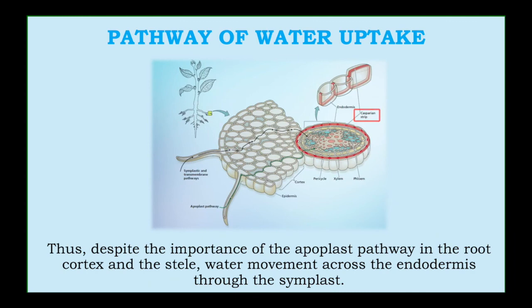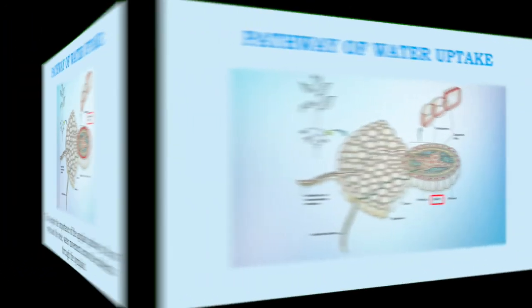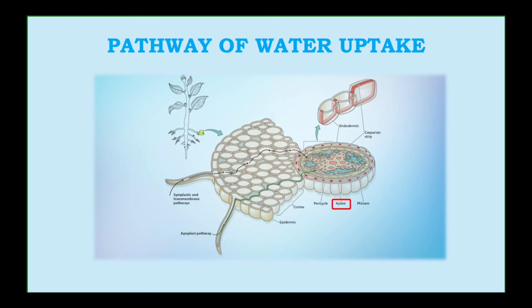Thus, despite the importance of the apoplast pathway in the root cortex and the stele, water movement across the endodermis occurs through the symplast. Finally, all the solute, along with the water, reaches the xylem, and through the xylem, water is finally transported to the leaves and other parts of the plant.